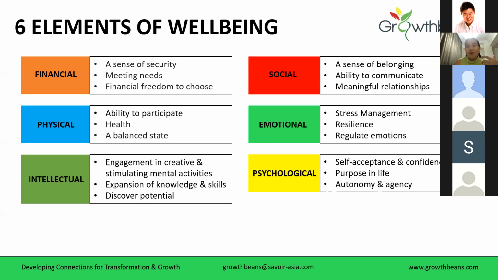There are 6 elements of well-being. It's financial, physical, intellectual, social, emotional, and psychological. I'm going to show you a few pictures, and I'd like to see how you connect to them, or if you know of people who actually connect to them.